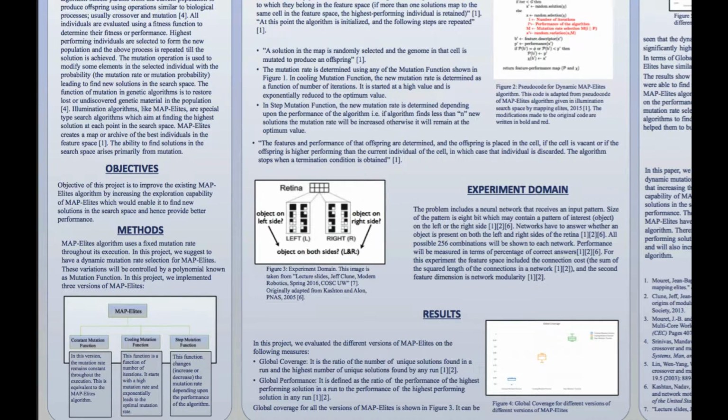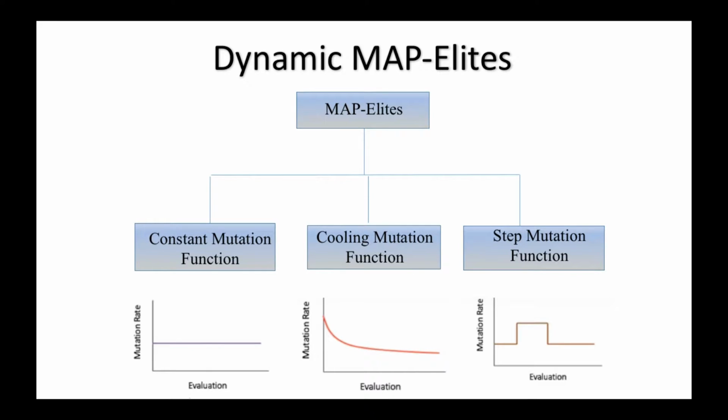We implemented three versions of MapElites. In each implementation, the mutation rate will be selected using a polynomial called the mutation function. First is MapElites with a constant mutation function. In this version, the mutation rate will remain constant throughout the execution. This will work as the normal MapElites algorithm.